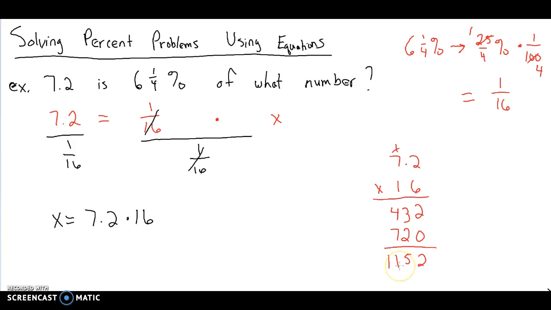Okay, normally we would get 1,152, but remember when you're multiplying, if you have a decimal, however many decimal places you have in the two numbers you're multiplying, that's how many total you're going to have in your product. Okay, since we have one decimal place, that means we're going to have 115.2. Alright, that tells us our answer. So that means 7.2 is 6 1/4% of 115.2.